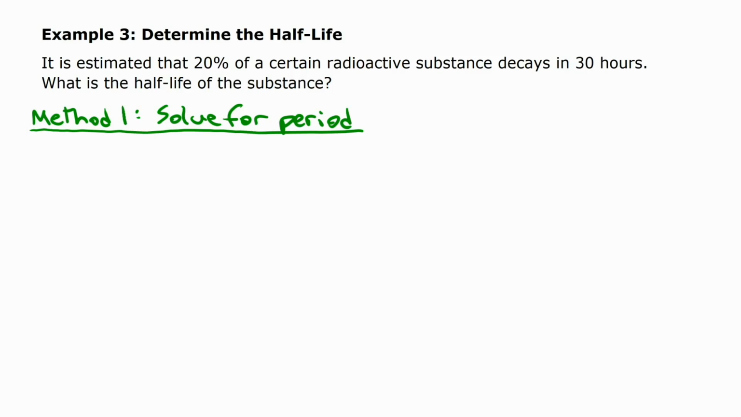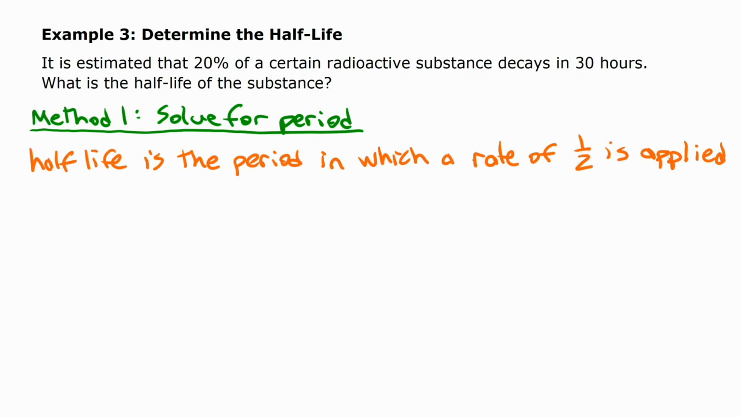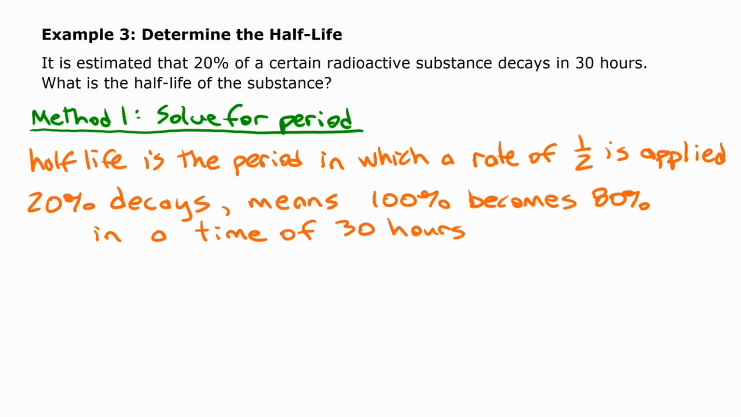So just like in the previous example, we can use a half as the rate. And part of the reason why this seems more difficult is because it looks like we're only given one value to do with the amounts here. But if you think about it, a percentage is actually a ratio, a comparison of amounts. So if we think about 20% decays, that means that 100% becomes 80%. And so really we have two values.